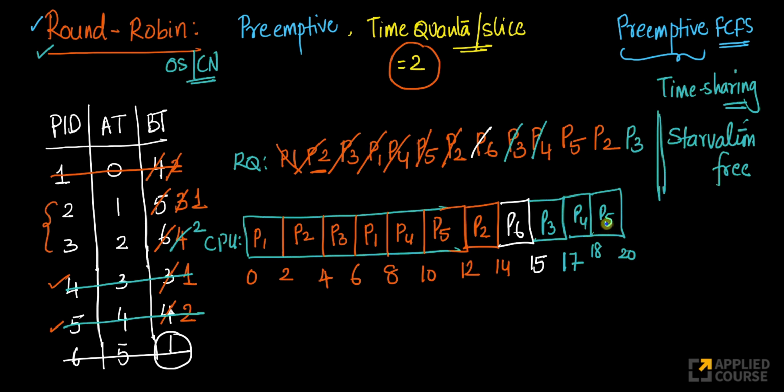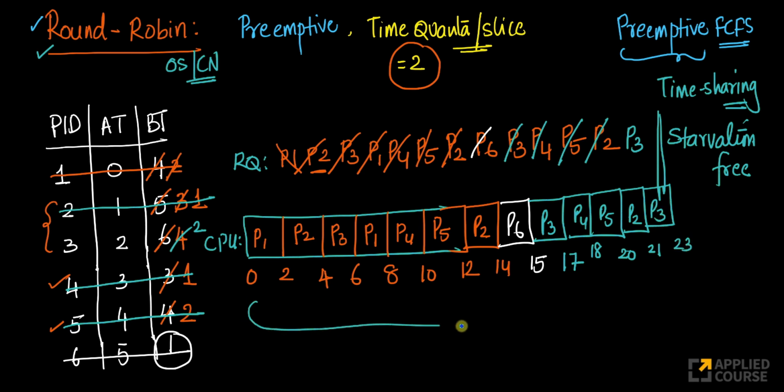So now what happens? P5 is done. Now I'm left with P2. P2 requires 1 unit of time. So we execute P2 for 1 unit of time. So P2 also completes. Now P3 requires 2 units of time. So P3 also completes. Only P3 is left. P3 requires 2 units of time. So we assign P3 to the CPU and we give it 2 units of time. This is how your Gantt chart looks.